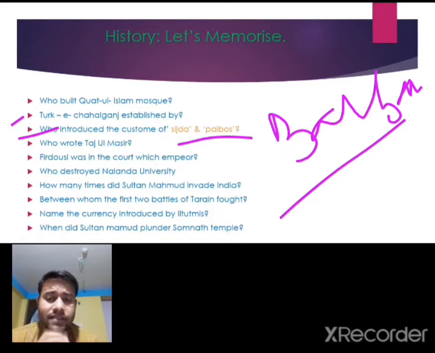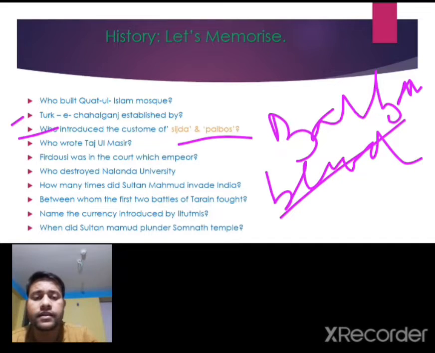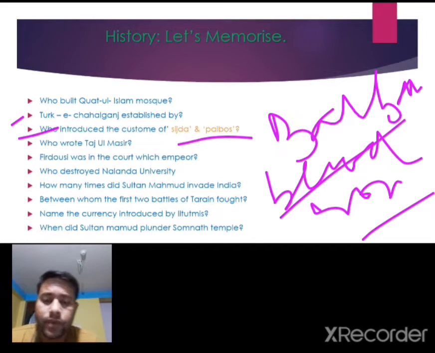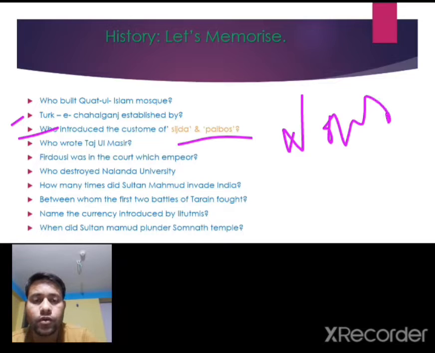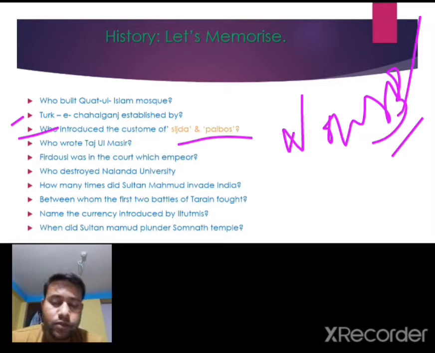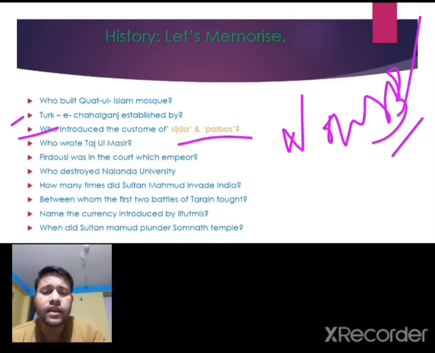During his tenure he kept everyone under tight pressure. This ruler was so harsh, and he introduced not only this custom but a lot of other customs also. He also introduced a theory called the blood and iron theory. He also introduced one festival called Nowruz, which was a Parsi festival.